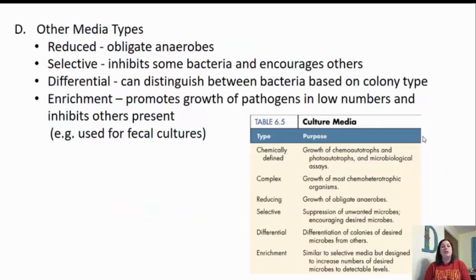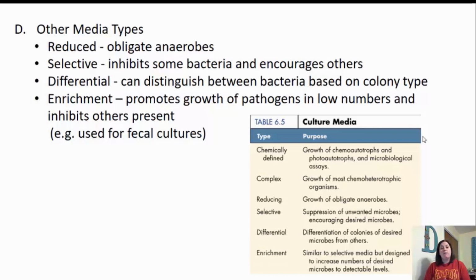Other media types can do some different things here. We see that some of them are reduced media, and this means that they can allow the growth of obligate anaerobes, meaning the ones that cannot be around oxygen. Some can be selective. This is where they'll inhibit some bacteria but encourage the growth of others. So they're selecting what gets to grow on it. Others can be considered differential. This is where we can distinguish between bacteria based on their colony type, like by color changes or how they look when they're growing on that type of media. We also see that there can be enrichment media, which promotes growth of pathogens in low numbers, and it inhibits other bacteria that's actually not a problem.